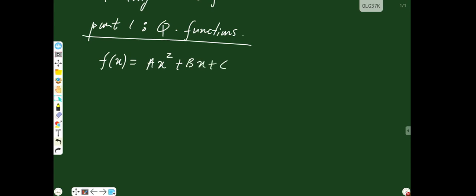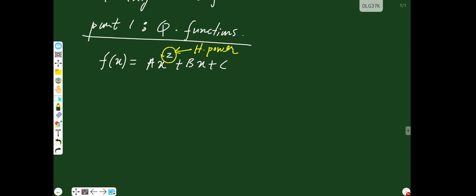So here the highest power is 2. This is called the highest power. Any power function which has the highest power 2 is called a quadratic function. Now if you think about x to the power 3, they are cubic functions. So for quadratic functions, the highest power should be 2.